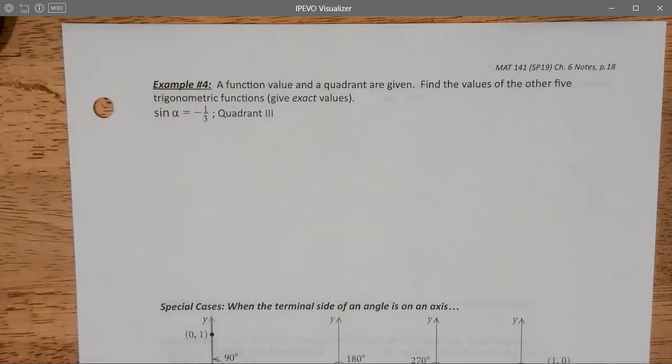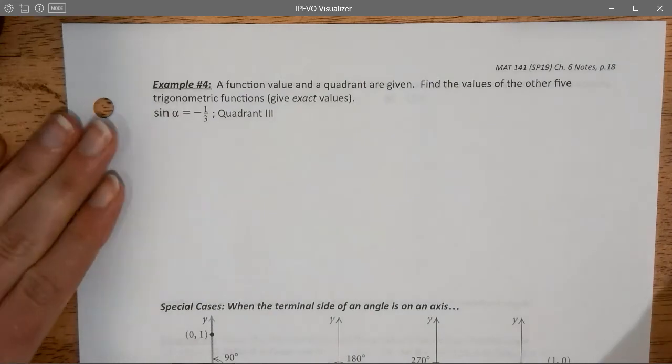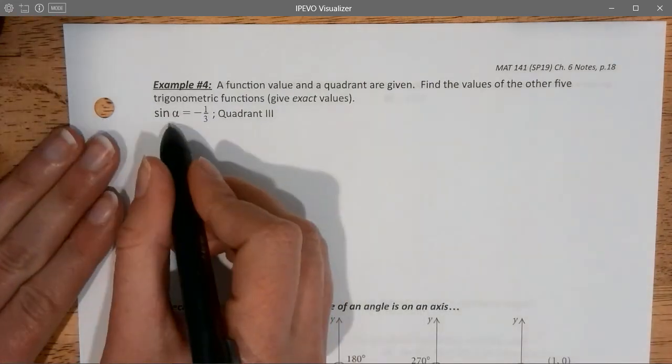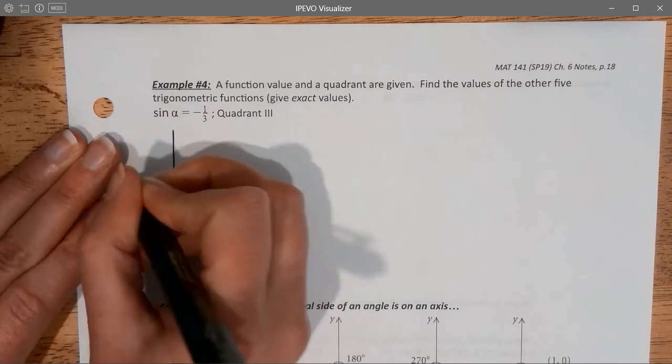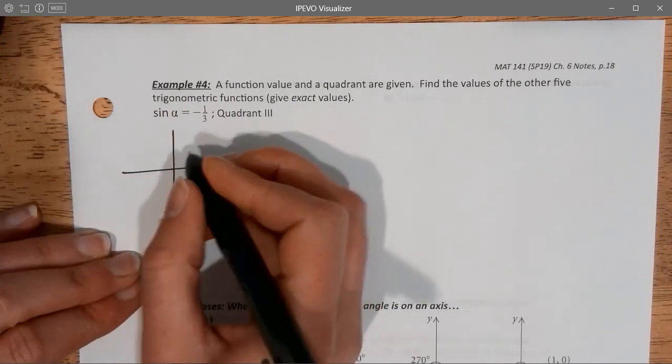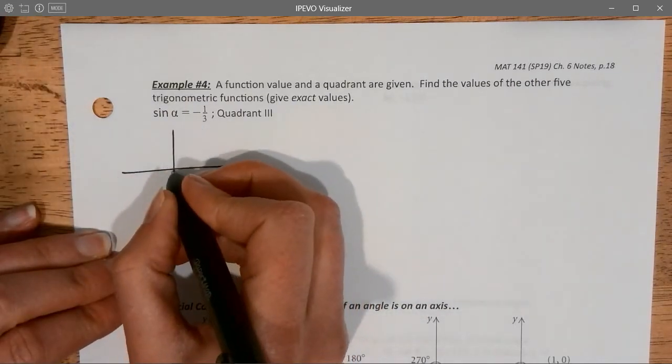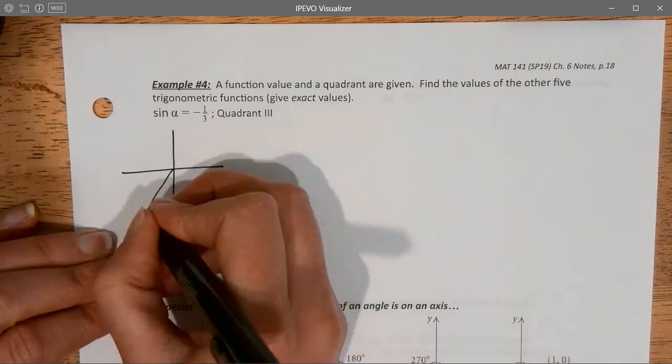In example 4, a function value and quadrant are given. Find the values of the other 5 trigonometric functions, give exact values. Sine of alpha is equal to negative 1 over 3. It's in quadrant 3, so I've got some kind of angle in quadrant 3.